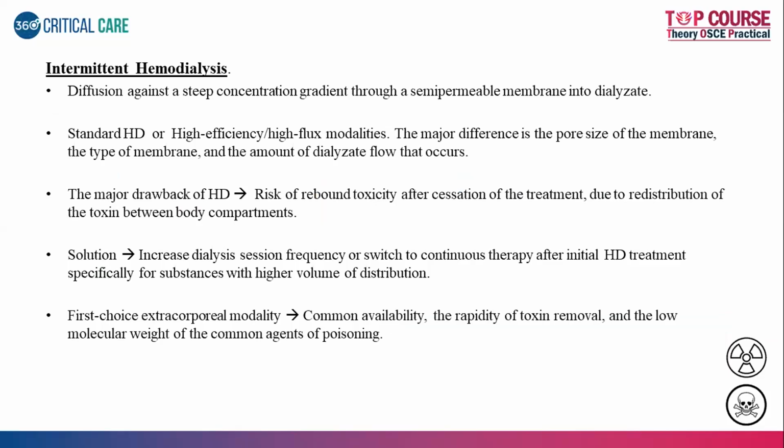Now, you should write at least 1 or 2 lines about the advantages of each type of extracorporeal removal for toxins. Okay, so we all know that intermittent hemodialysis is basically diffusion against the concentration gradient. Okay, so we all know about the mechanism. For drug removal, there are 2 types of intermittent hemodialysis. One is the standard one, and the second one is the high flux modality.